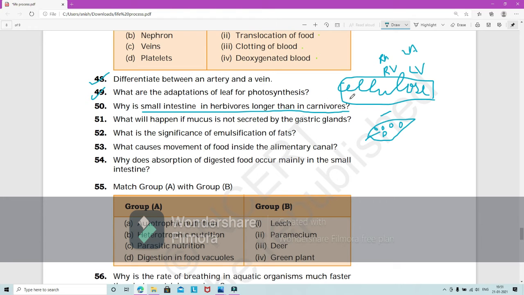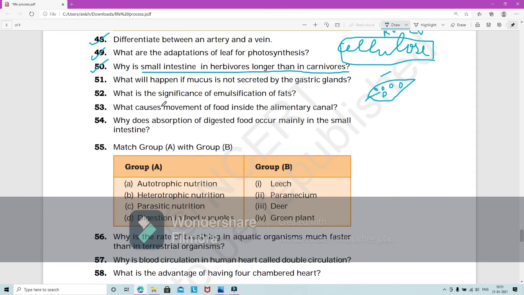In the case of carnivores that feed on meat and flesh, it's easy to digest. So it will be shorter in the case of carnivores. And yeah, that's the thing. Next, 51st one. What will happen if mucus is not secreted by the gastric glands? If it isn't secreted, then what are the issues?